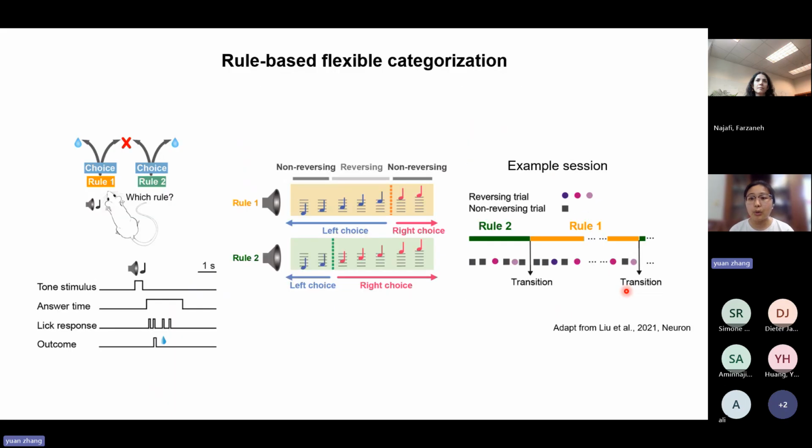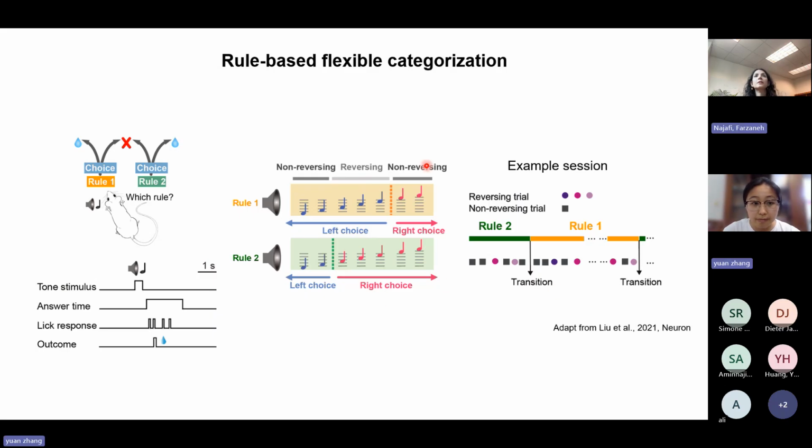To answer this question, we trained head-fixed mice to learn an audition-based flexible categorization task. Each trial starts with a pure tone stimulation. If a low frequency tone is played, mice need to lick left to get the water reward. If it's a high frequency tone, the animal needs to lick right. Then the rule changes. Under rule one, for the three middle tones, the animal needs to lick left to get the water reward. Under rule two, for the same sensory stimulus, the animal needs to lick right to get the water reward. So the three middle tones are the reversing part.